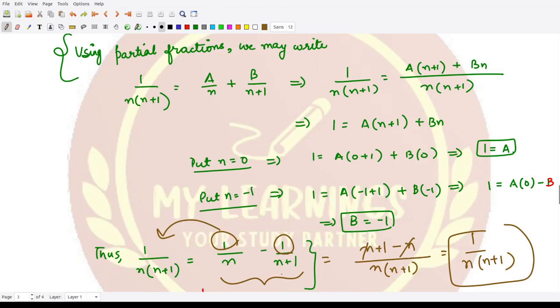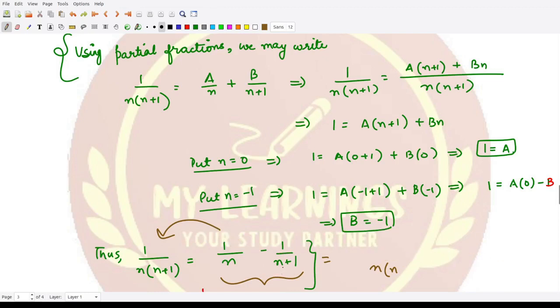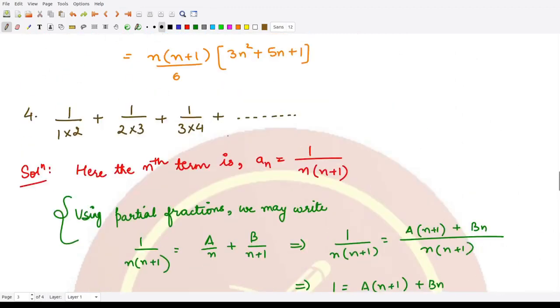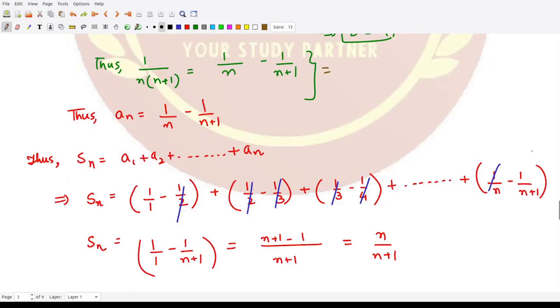Once you have done that, you have written your nth term like this. Now you can write each of these terms in this fashion, separated. Why? Because otherwise it is very difficult to obtain the sum, as there is again no formula where you can calculate the sum. We do not have any such formula to calculate the sum of the reciprocals.